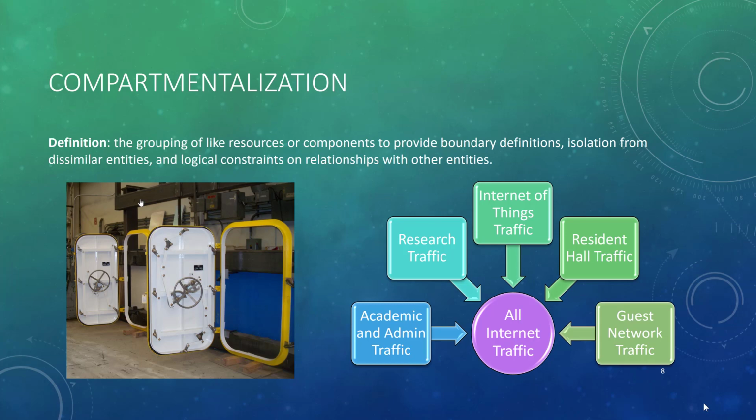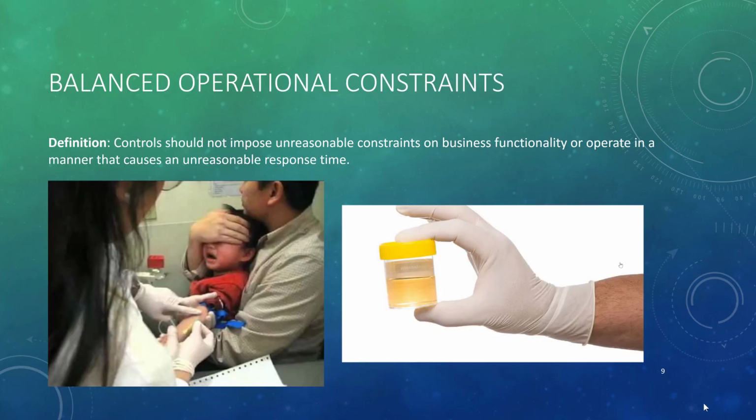And so you want to split these out, compartmentalize that traffic, have boundary definitions, and a very clear mechanism. They're still probably riding the same fiber out of the campus, but inside the campus, you want to split them apart. You want to balance operational constraints. In other words, those controls should not impose unreasonable constraints on a business function or operation.